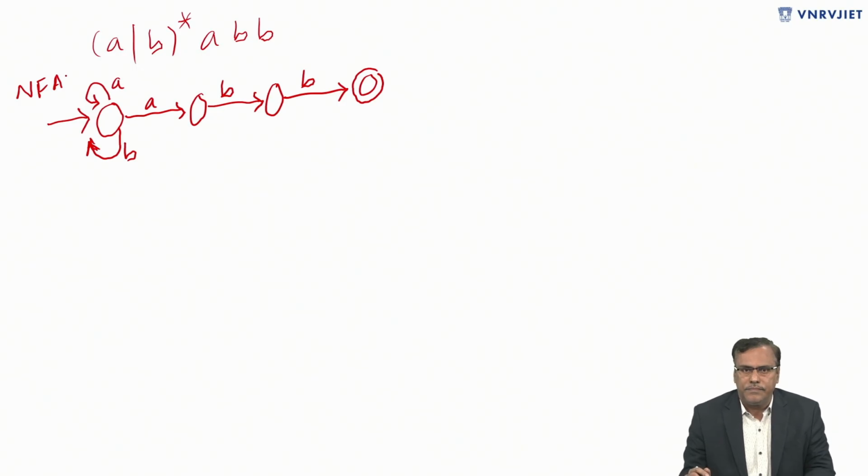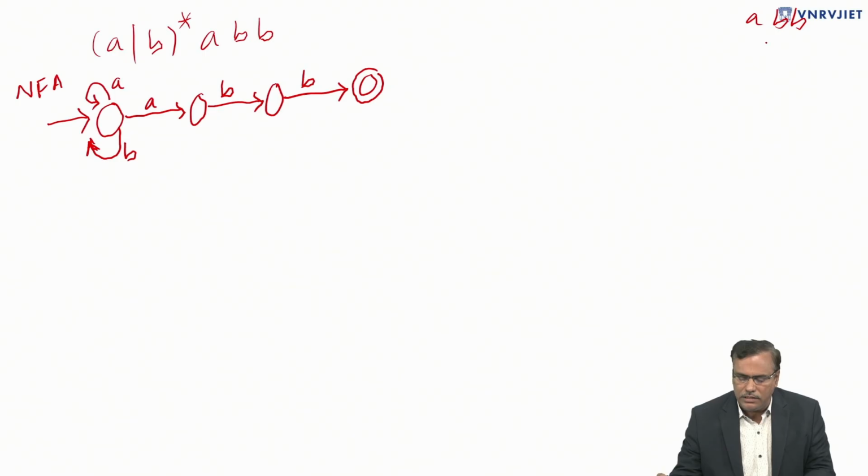What is the language described by this regular expression? Any combination of A's and B's followed by ABB. That is the language defined by this regular expression. So the possible strings of this language are just ABB, or, since this star means 0 or more times, I have taken this (A or B) part 0 times, so we got a string that is ABB.